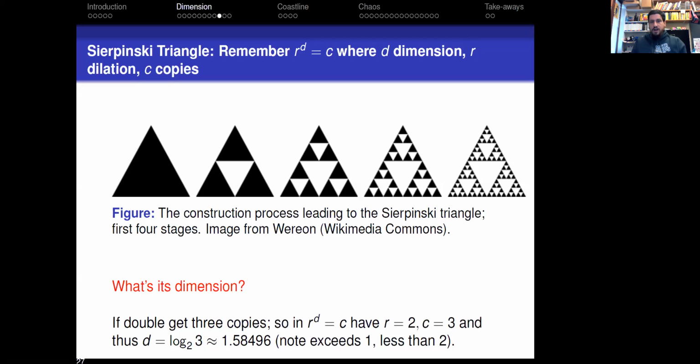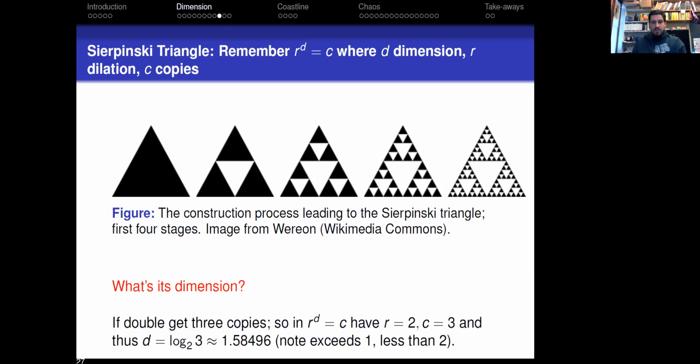So this is an object whose dimension should be somewhere between 1 and 2. And a nice definition of dimension is if you dilate your figure by a factor of r, if you get c copies, then r to the d equals c. So if we start off with a line and we triple it, we now have 3 copies of the line, so the dimension would be 1. If we have a square and we triple both the length and the width, we now have 9 copies, so the dimension would be 2, and so on.